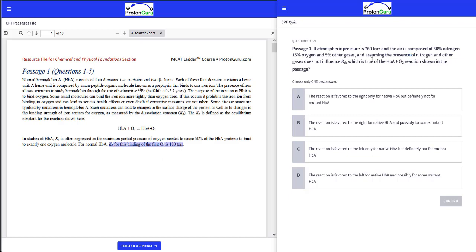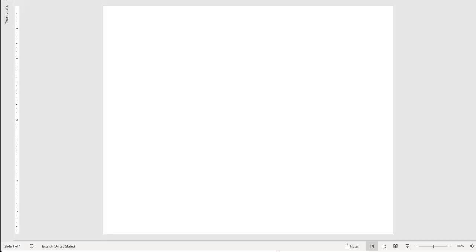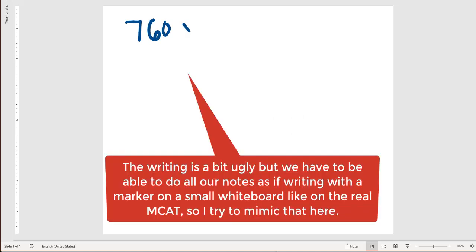So we need to find the partial pressure of O2. 15% of the total gases is oxygen. That means 15% of the pressure will be the pressure of oxygen. So when you do the MCAT, you have this whiteboard with a marker, so you have to be able to write with a relatively heavy pointed pen. So I'm going to write 760 torr, and only 15% of that is what we can count for the O2.